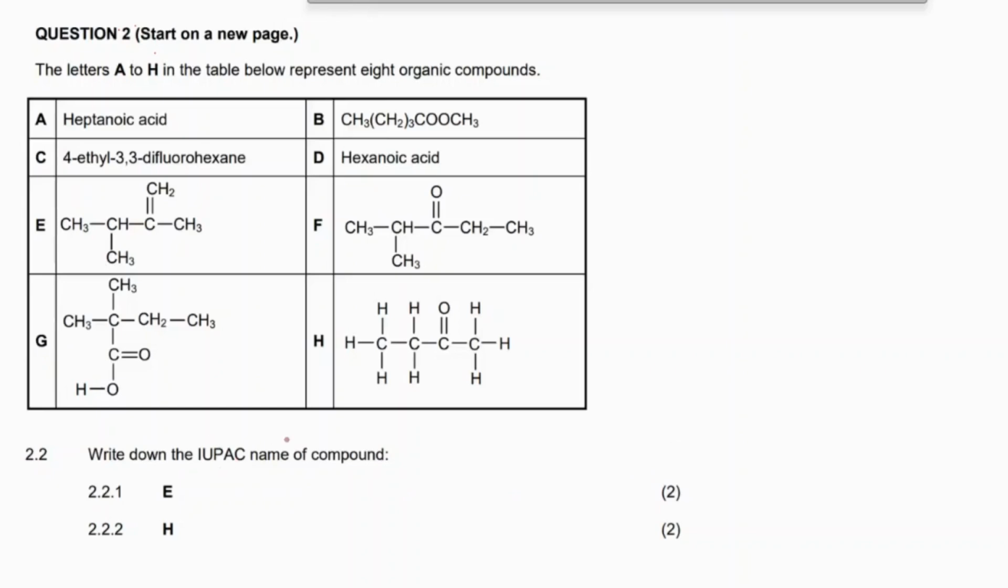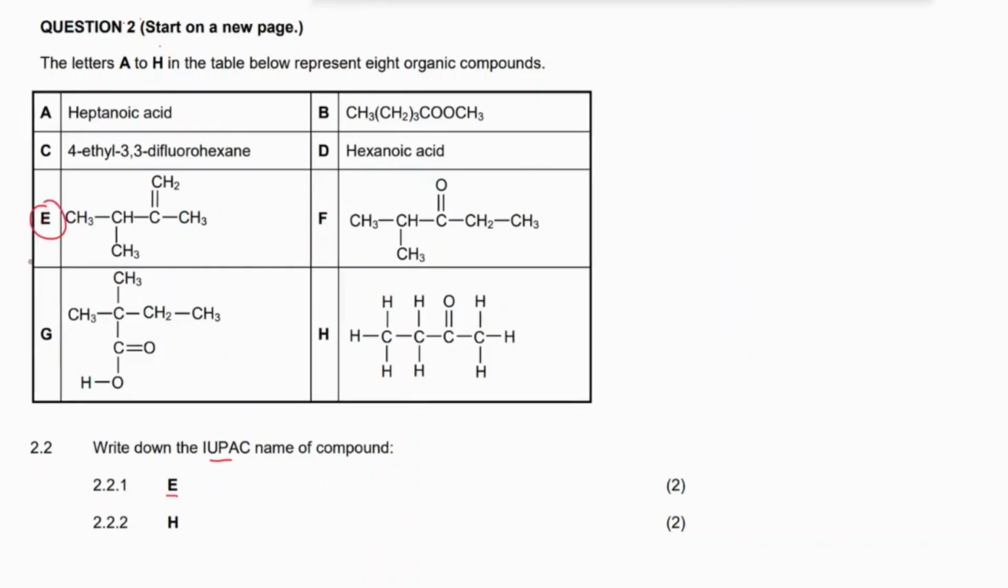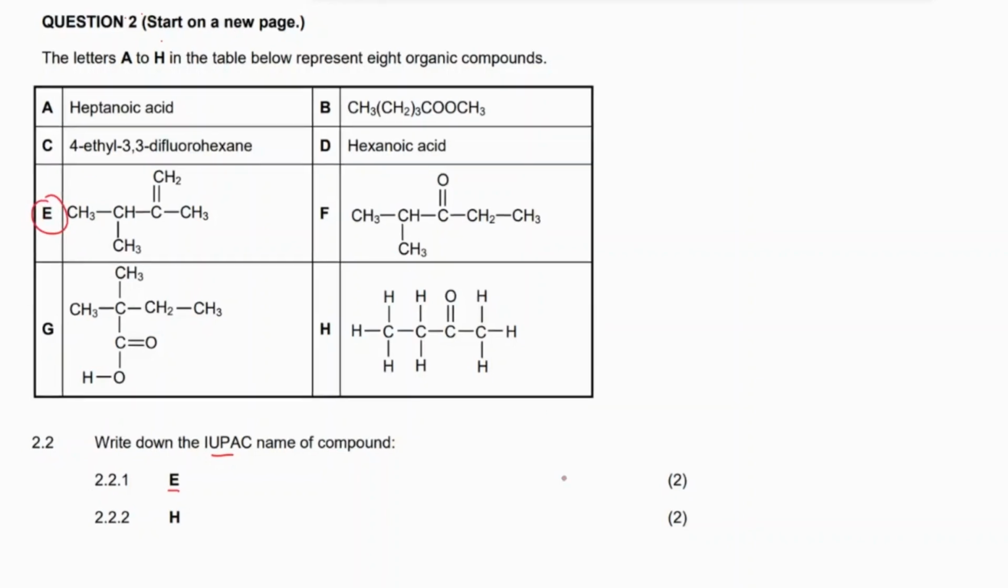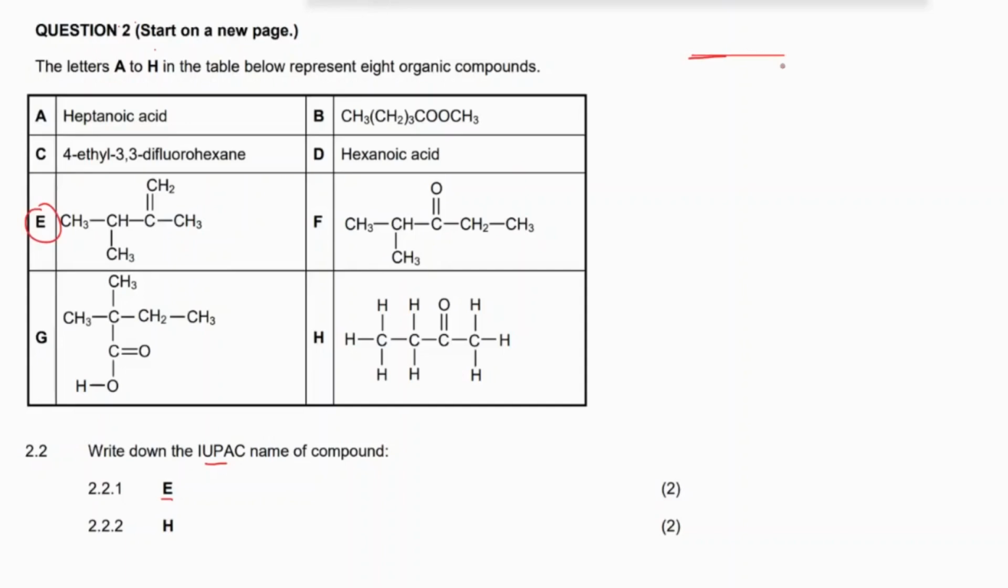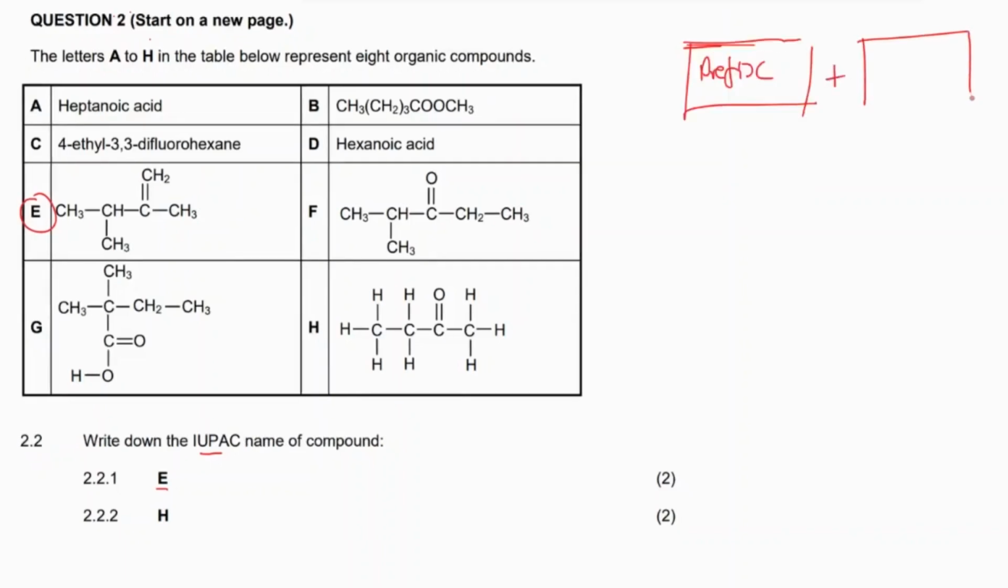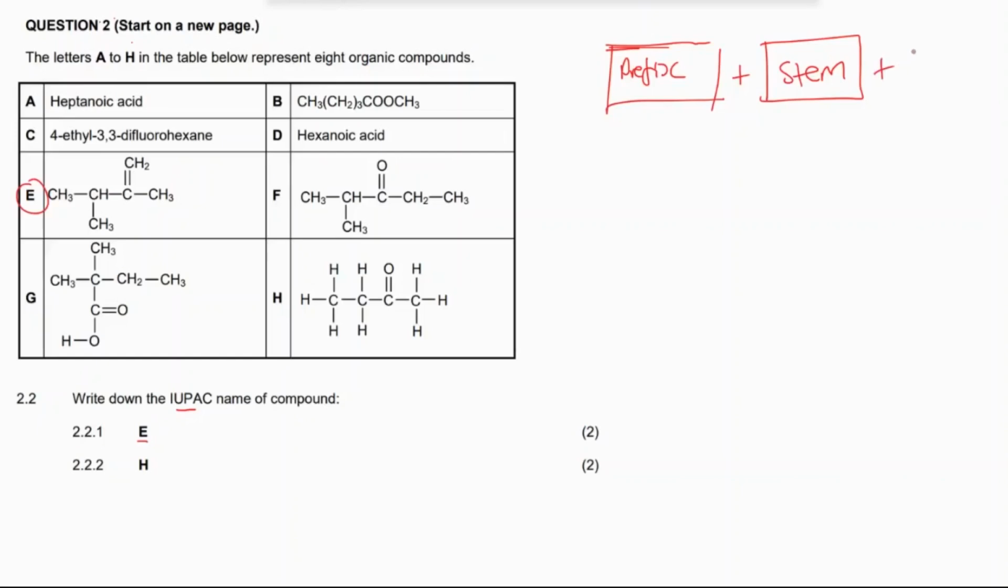So organic compounds are compounds that contain carbon atoms, or are molecules that contain carbon atoms. Question 2. Let's answer these questions using the given compounds. Write down the IUPAC name of compound E. Let's look at compound E. This is compound E. So what do we do? We have to determine the number of carbon atoms in the longest chain. Remember, for the IUPAC name, we need to have the prefix, the stem, and the suffix.